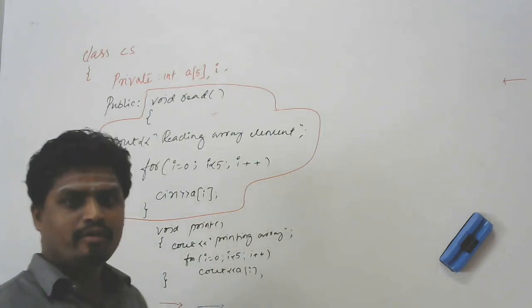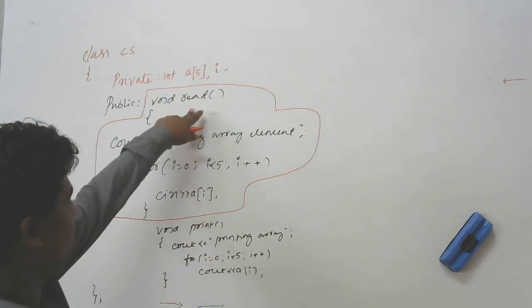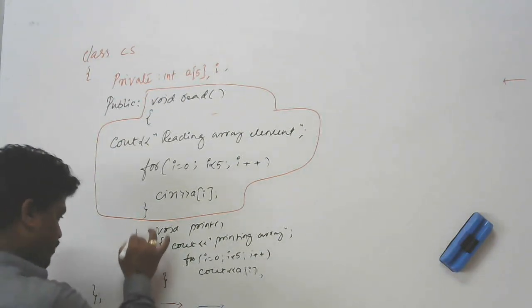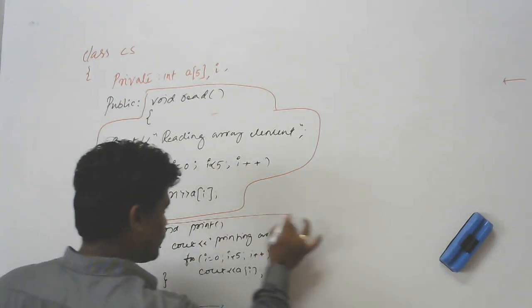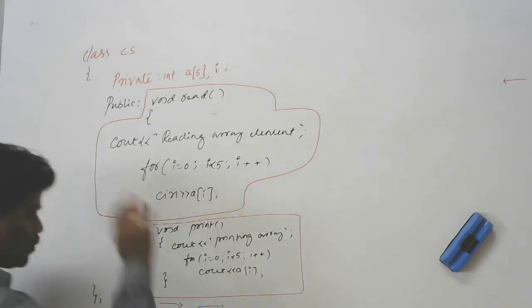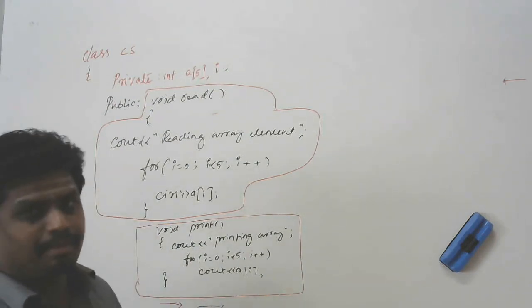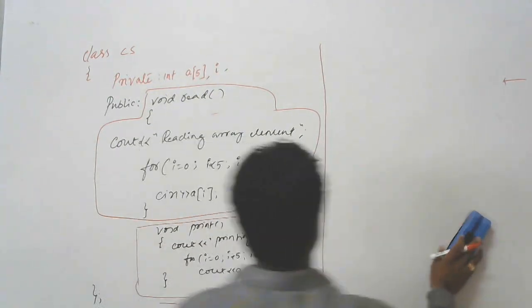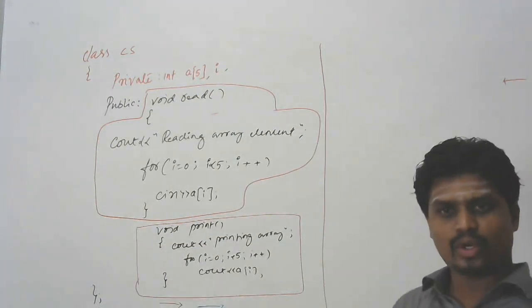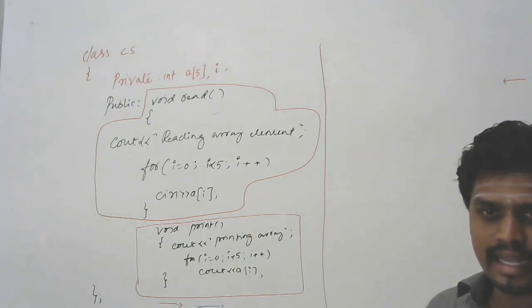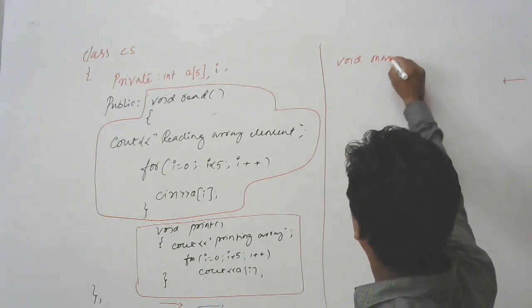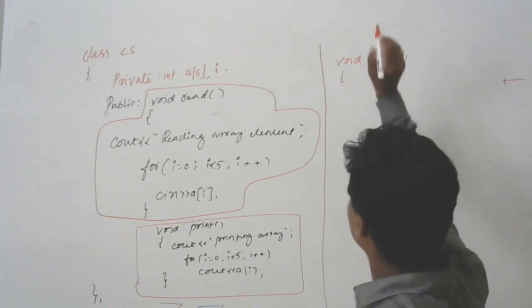There are two member functions you have used here. One is read, another one is print. One is the read block, another one is the print block. To execute this, as we know, the main block is required. I am just creating a main block here. Void main, open the flower bracket.